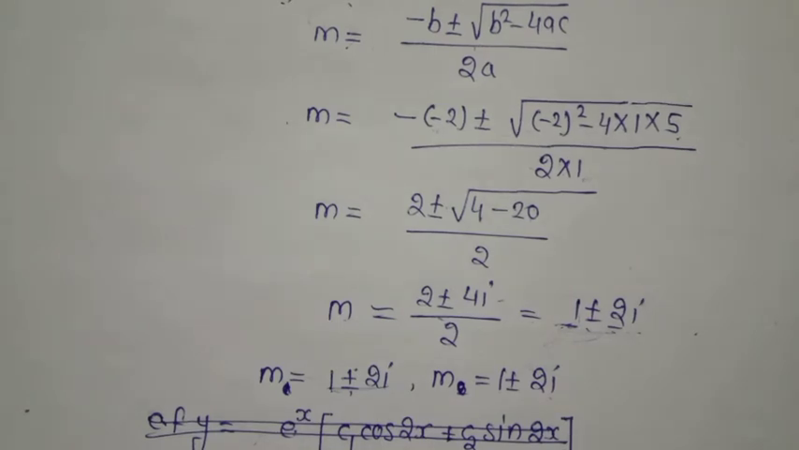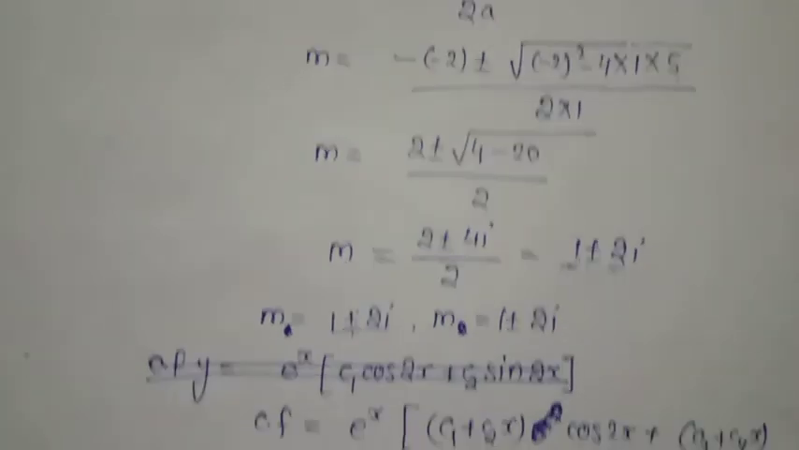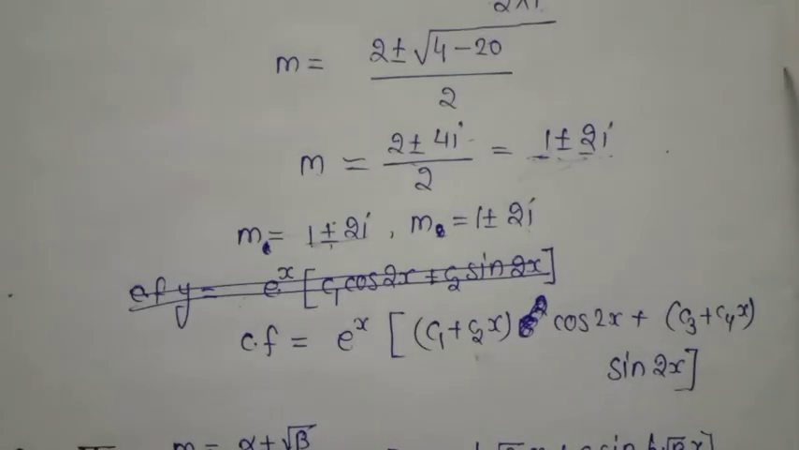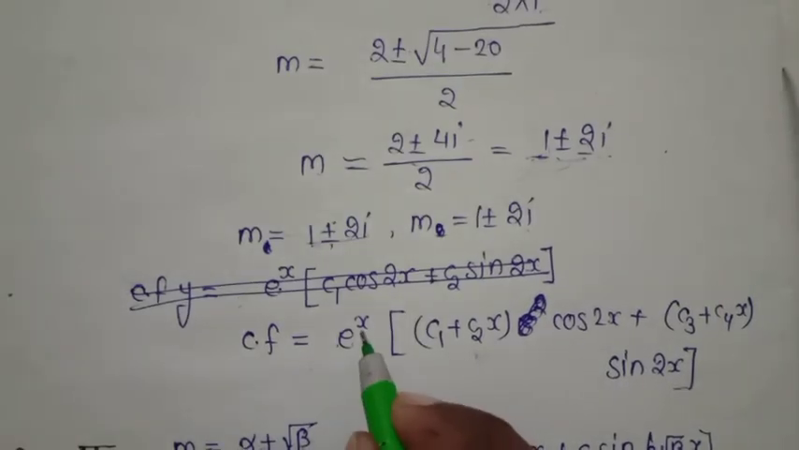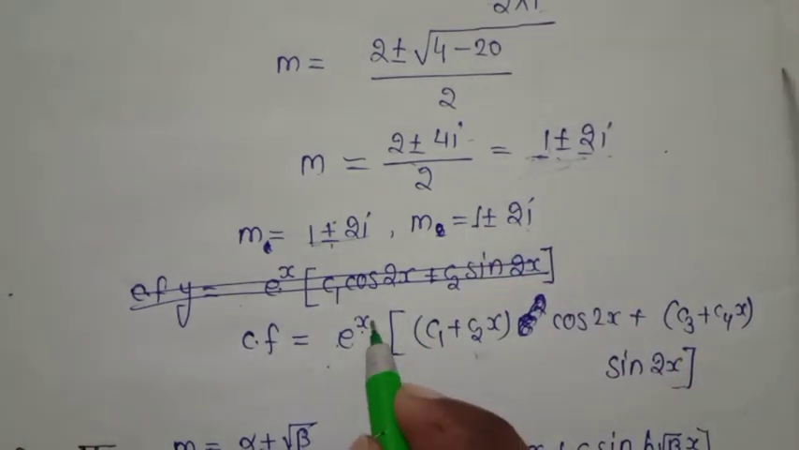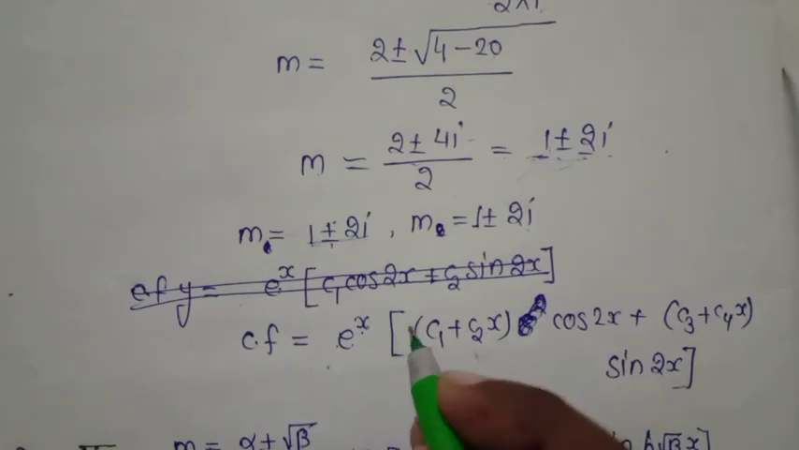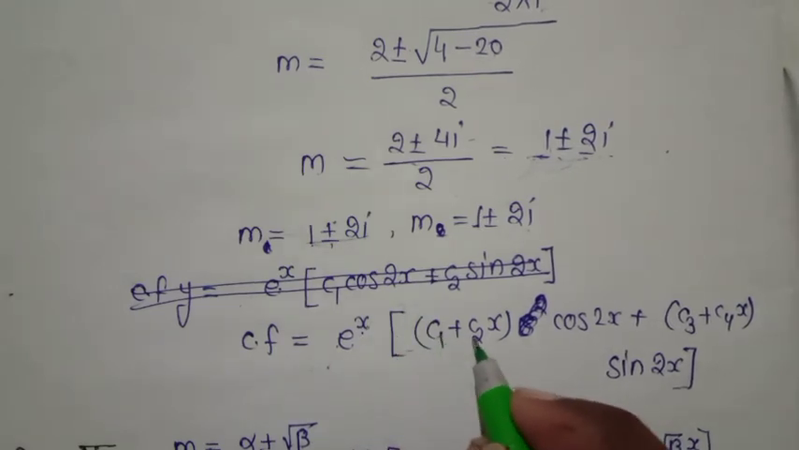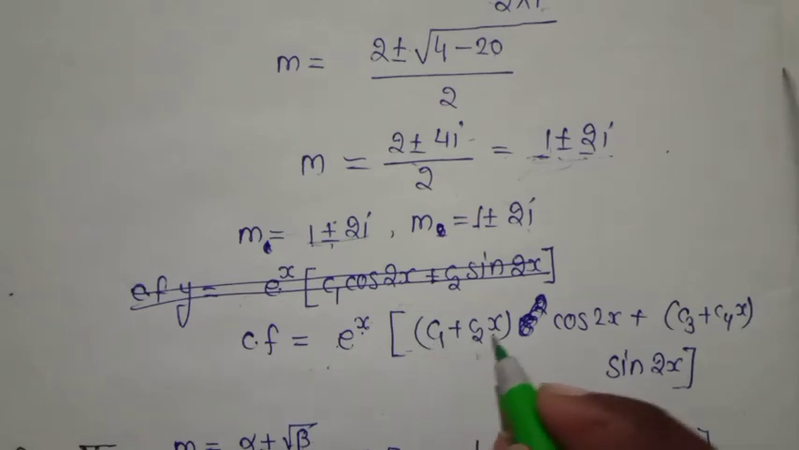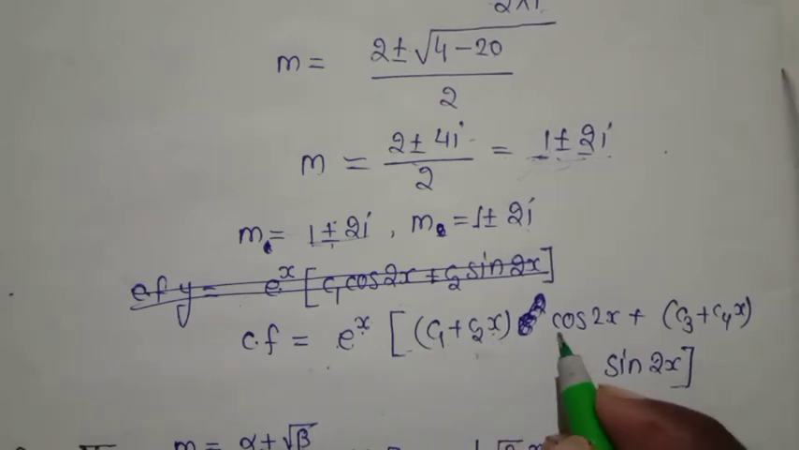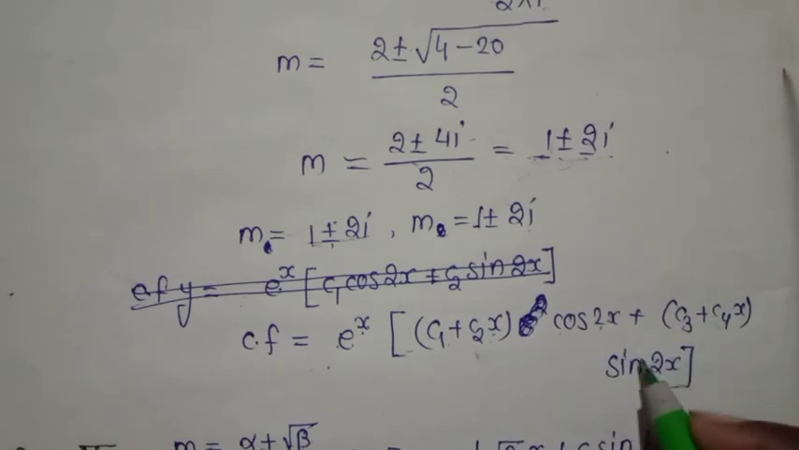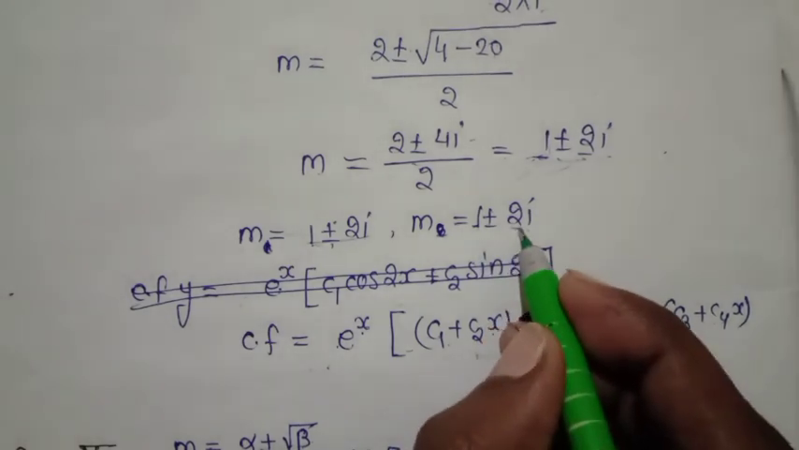So how to write the CF for this differential equation? I want to tell you. So our CF is e raised to power x. Since our real part is 1, so we will put here e raised to power 1 into x, so e raised to power x simply, into c1 plus c2x, because the roots are repeated, complex roots are repeated also. So c1 plus c2x cos 2x plus c3 plus c4x sin 2x, because our imaginary part is 2.